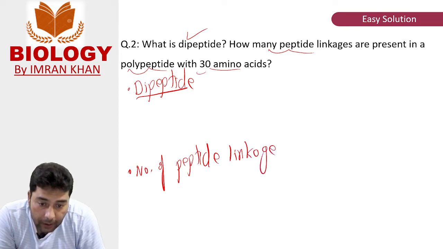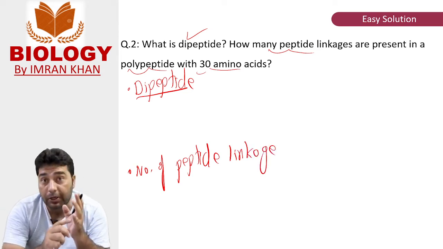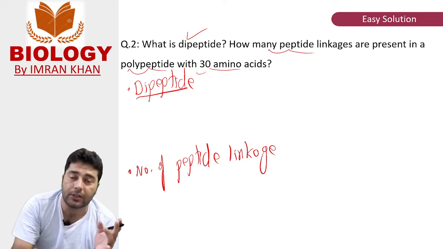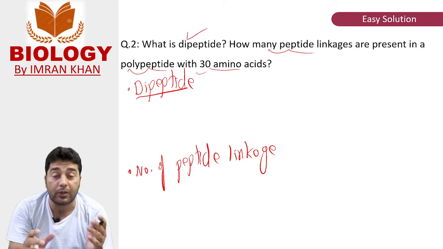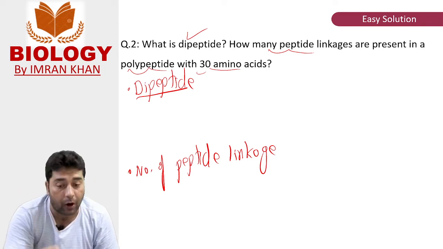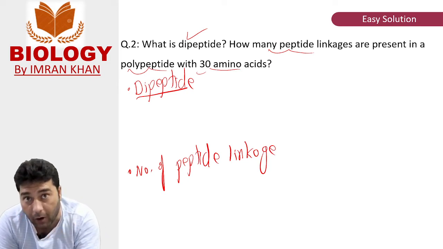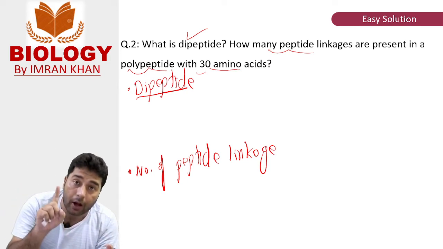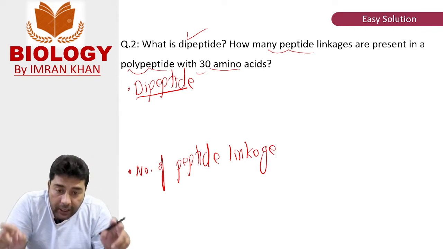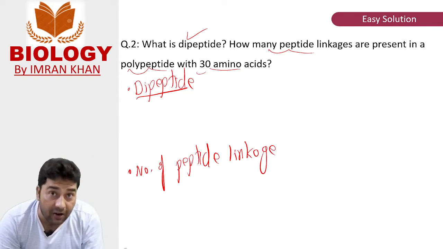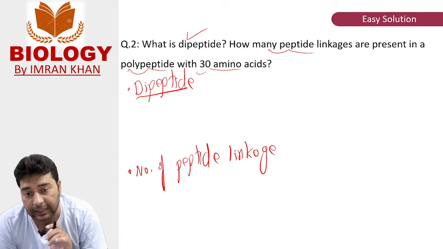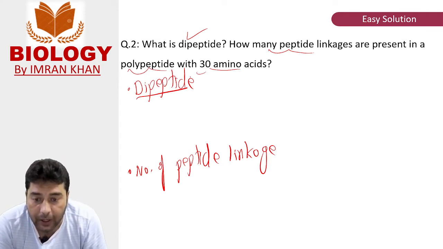Students, I will give you some very important tricks to solve such questions, and you can solve them at your fingertips. I will give you some tricks and some formulas. You must remember such formulas, because these formulas help you answer any question in which the number of amino acids is given and you have to find the number of peptide linkages. So the first part of our question is, what is a dipeptide?